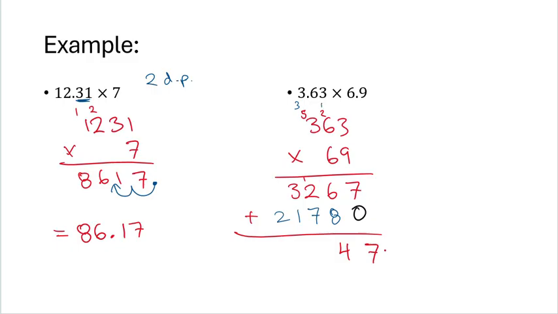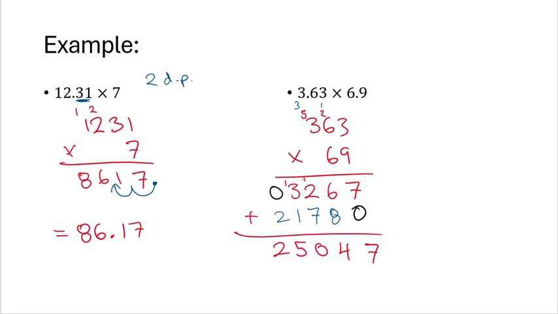So 7 plus 0 is 7, 6 plus 8 is 14, carry the 1. 2 plus 7 is 9, 9 plus the carried 1 makes it 10, put in the 0, carry the 1. 3 plus 1 is 4, 4 plus the carried 1 is 5, and then if you wanted to, you can add in a 0 here as well. 0 plus 2 is 2.